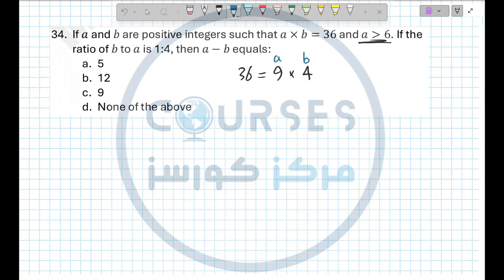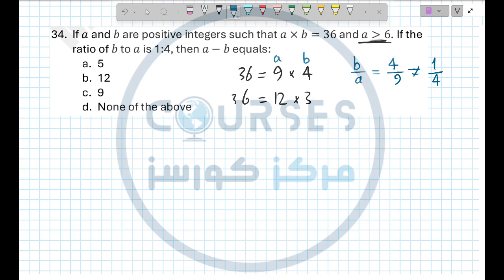Now he's telling me the ratio of B to A is 1 to 4. Meaning B over A, it's 4 over 9. 4 over 9 can't be simplified at all. It's not equal to 1 over 4. So it's not 9 times 4. But what else gives 36? 10, no. 11, no. 12.